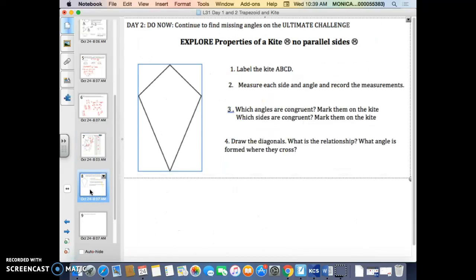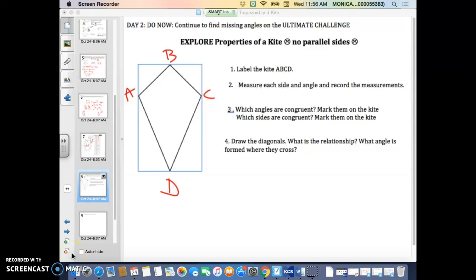So today we're going to explore the properties of a kite, and please remember that a kite has no parallel sides. The first thing we're going to do is label our kite A, B, C, D. Please label yours like this. Then you're going to measure each side and record the measurements, figure out which angles are congruent, and draw the diagonals and see if you can find a relationship there. So go ahead and use your protractor and discover these properties.